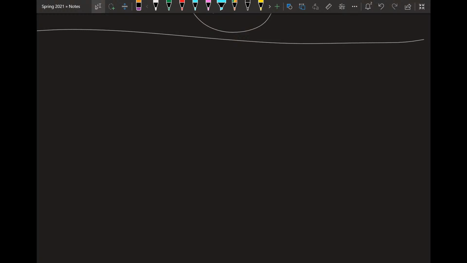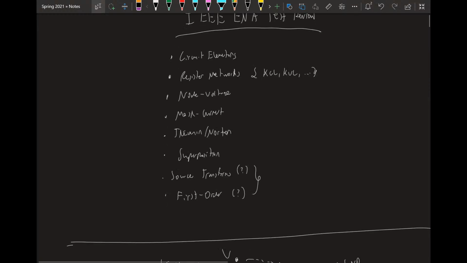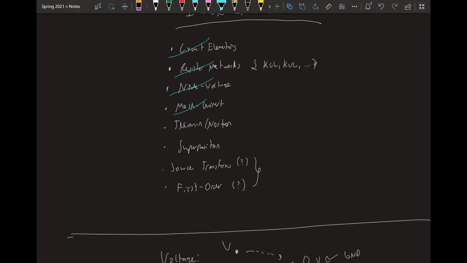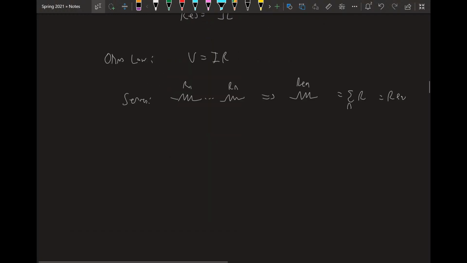Let's hold on. I don't remember. Let me look up. So we've done this, and this. Oh, I guess next is Thevenin and Norton. I will do superposition first because that's what I usually do, and then we'll finish off with Thevenin and Norton. All right. Let's do superposition.